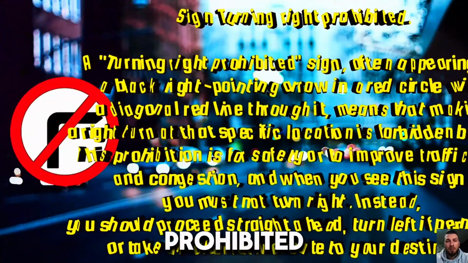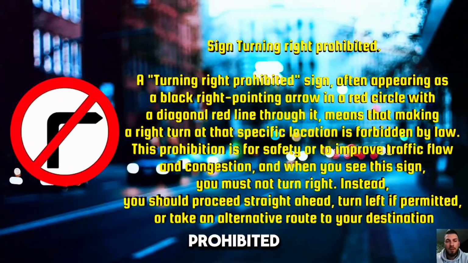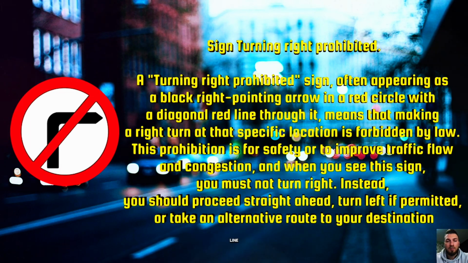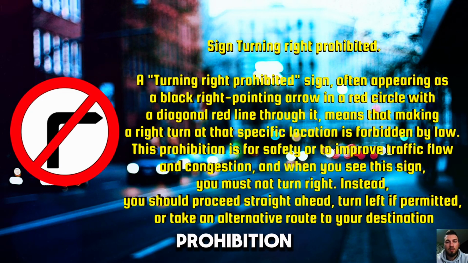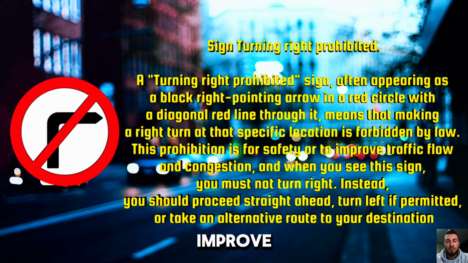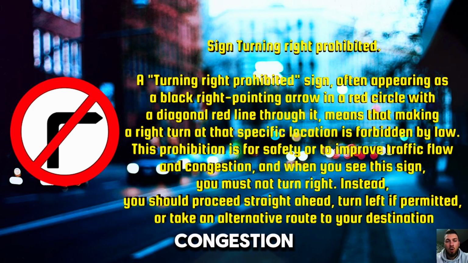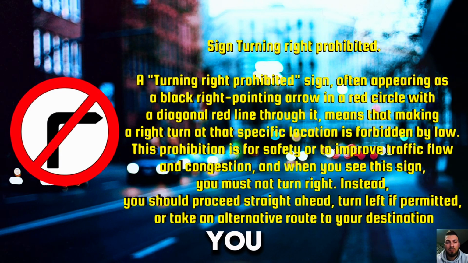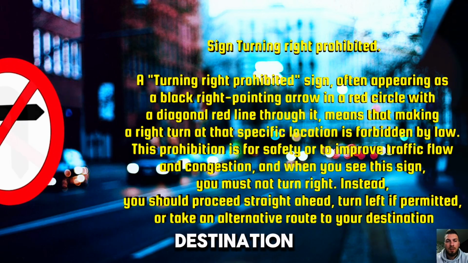Sign turning right prohibited. A turning right prohibited sign, often appearing as a black right pointing arrow in a red circle with a diagonal red line through it, means that making a right turn at that specific location is forbidden by law. This prohibition is for safety or to improve traffic flow and congestion. When you see this sign, you must not turn right. Instead, you should proceed straight ahead, turn left if permitted, or take an alternative route to your destination.